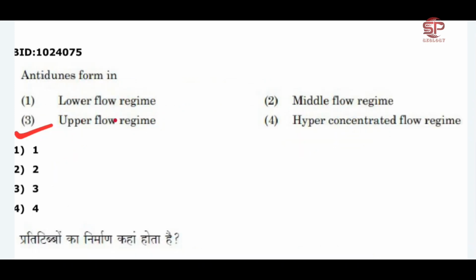Antidunes form in the dash region, the upper flow regime. After the upper plane bed, with further increase in velocity, antidunes form, which migrate opposite to the direction of current flow. The bed migrates from the opposite direction, so antidunes form. And antidunes are also in phase with the flow. This is the end of the question.